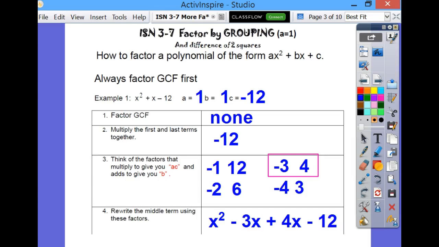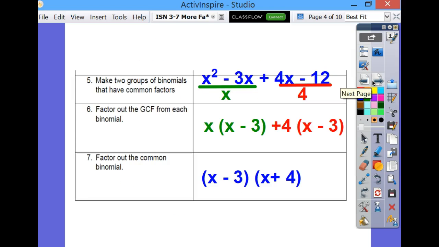Okay, so you multiply the A times the C together and get negative 12. You write down the factors of negative 12 and find a pair that add up to equal the B, which equals 1. You rewrite the equation. Then you factor out the common term, the GCF, and come up with the answer.